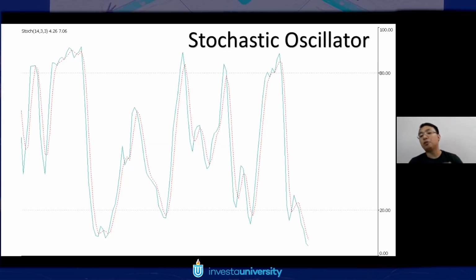Now, whenever they cross above 80, that's overbought. When they cross below 20, that's already oversold. Meaning, may chance na baka mag-reverse na yung market.